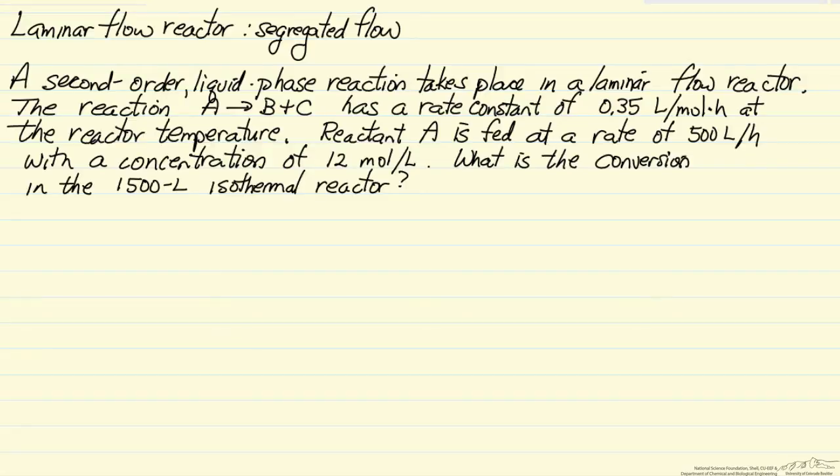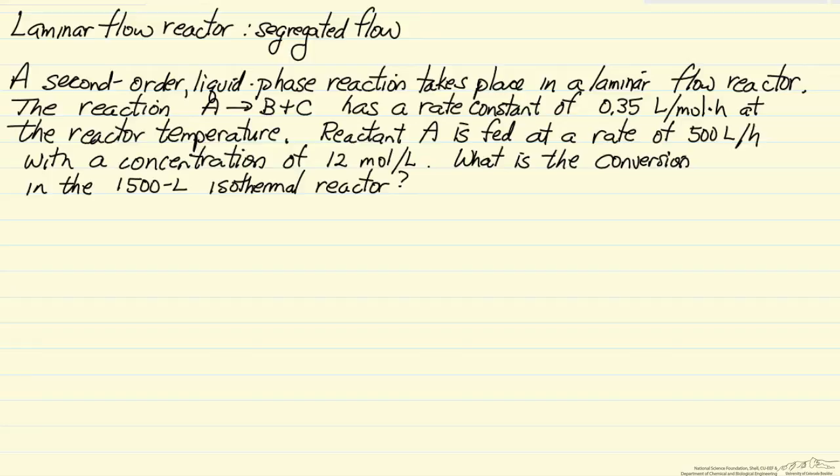This is an example where we're modeling a tubular reactor as a laminar flow reactor. And we're going to use a segregated flow model, which means we're going to treat the laminar flow reactor as a bunch of plug flow reactors in parallel, where the length of the plug flow reactors is determined by the velocity profile in laminar flow.